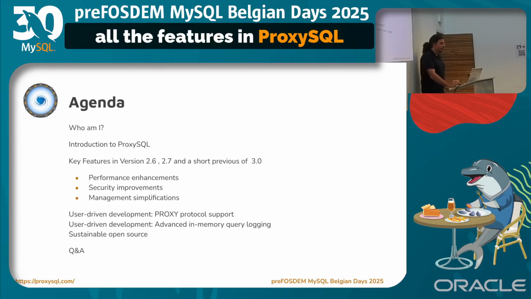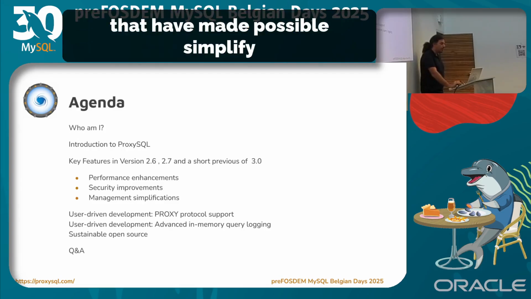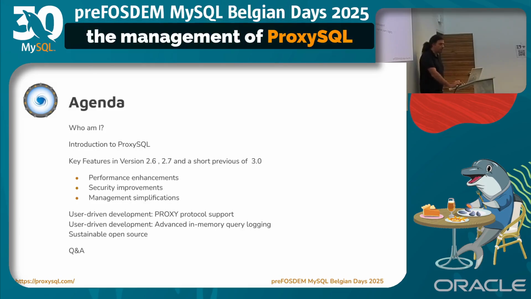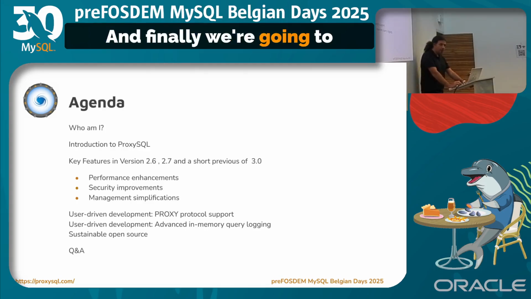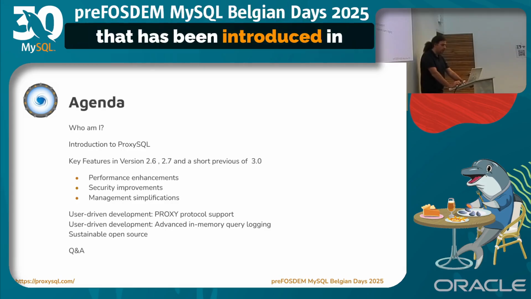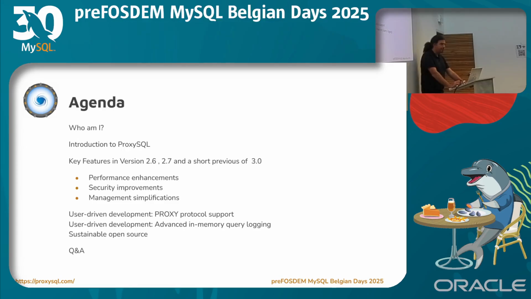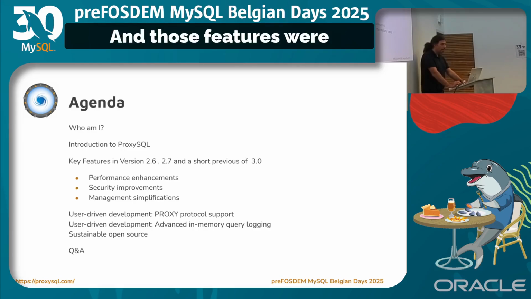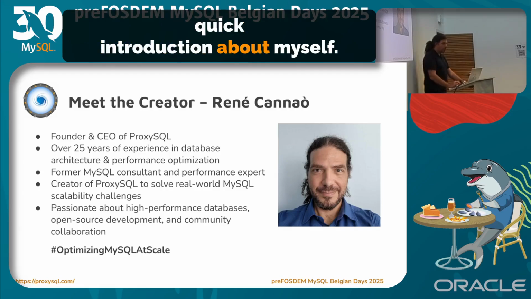the features in ProxySQL that have made it possible to simplify the management of ProxySQL itself and of MySQL traffic, and so on. And finally, we're going to discuss the two major features that have been introduced in 2.6 and 2.7, related to advanced features, basically, and those features were sponsored by two different users of ProxySQL, so two different companies using ProxySQL.